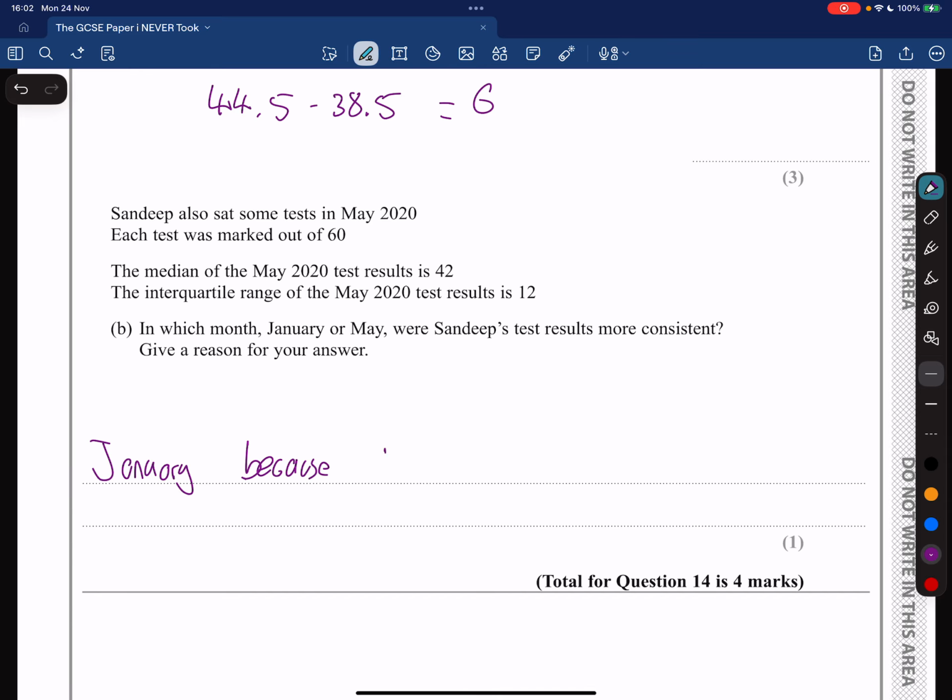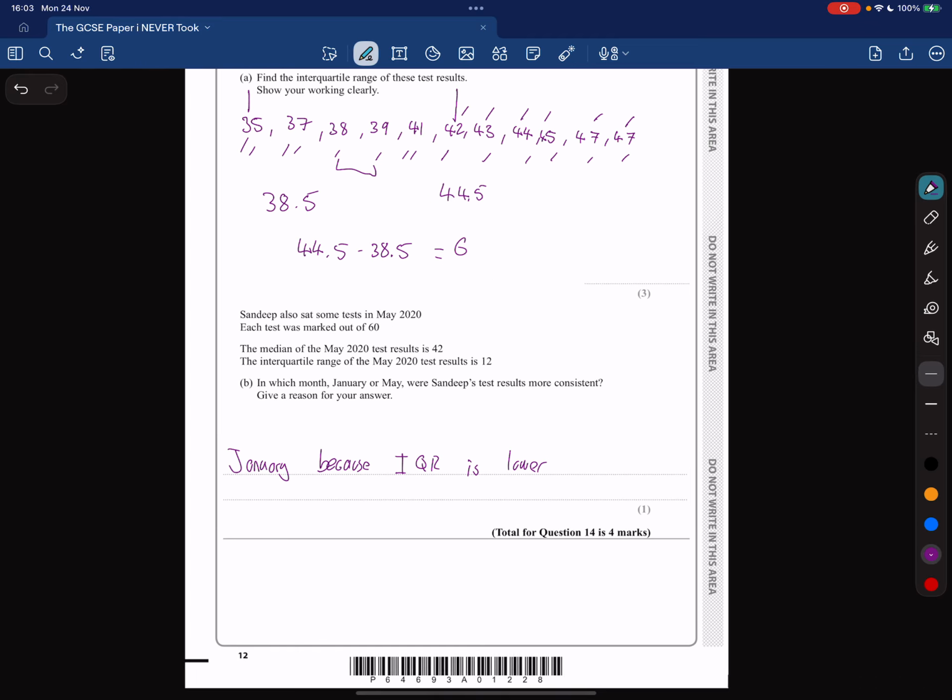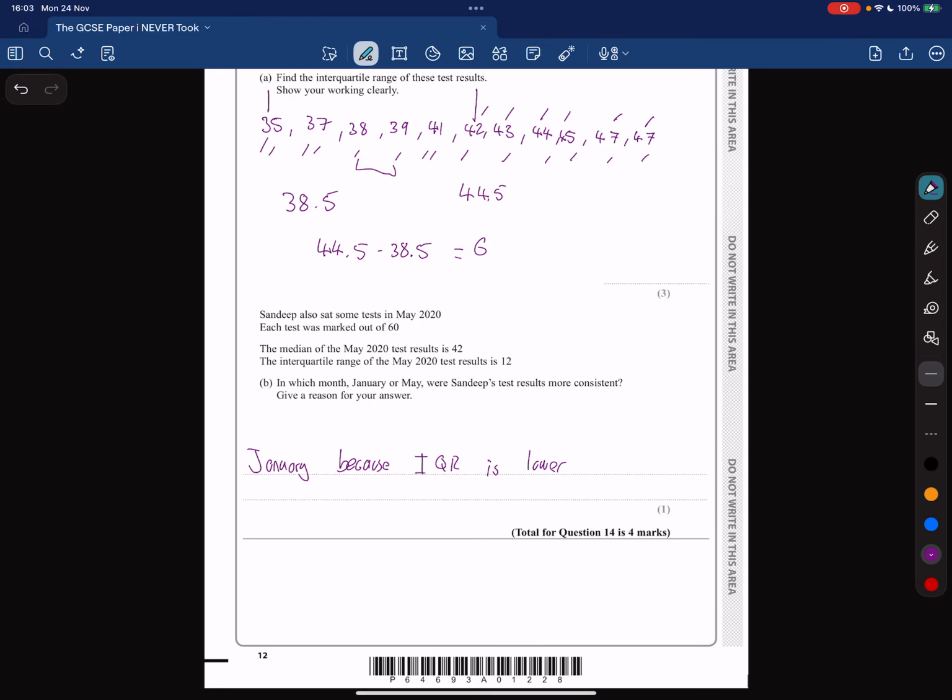Because the interquartile range is lower. But my interquartile range could just be horrifically wrong, so let's not go for anything there.